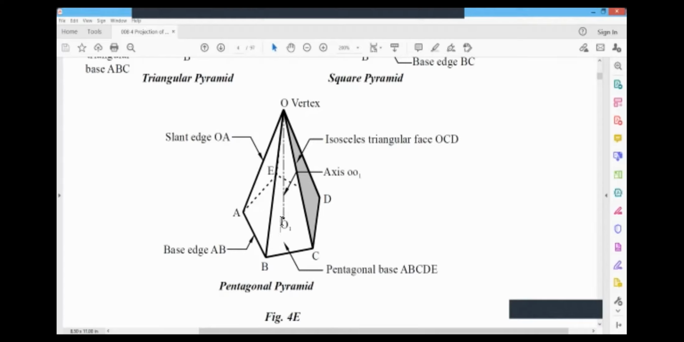And the line joining from the base center to the apex is the axis of the particular pyramid, and it consists of five slant edges like this. OA is a slant edge, OB, OC, OD, OE is a slant edge, and the slant triangular faces are OCD, ODE, and OBC, OAB, like the slant triangular surfaces.